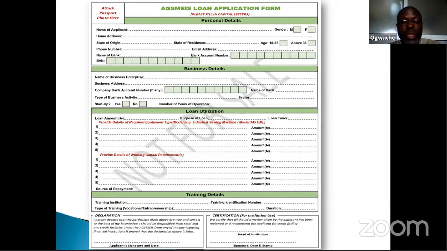Then the purpose of the loan. If it's a startup, then the purpose of the loan is to start a business. If it's already an existing business, then of course it's for expansion.